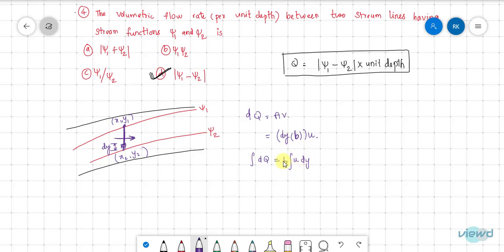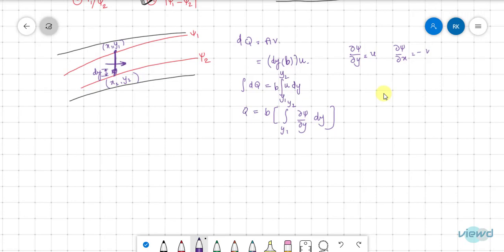So b is constant, unit depth is constant, I am taking it outside. So total discharge is equal to b into, y exists from y1 to y2, so b into integral y1 to y2. We know that for stream function, dou psi by dou y is equal to u, and dou psi by dou x is equal to minus v. So u is equal to dou psi by dou y, dy.